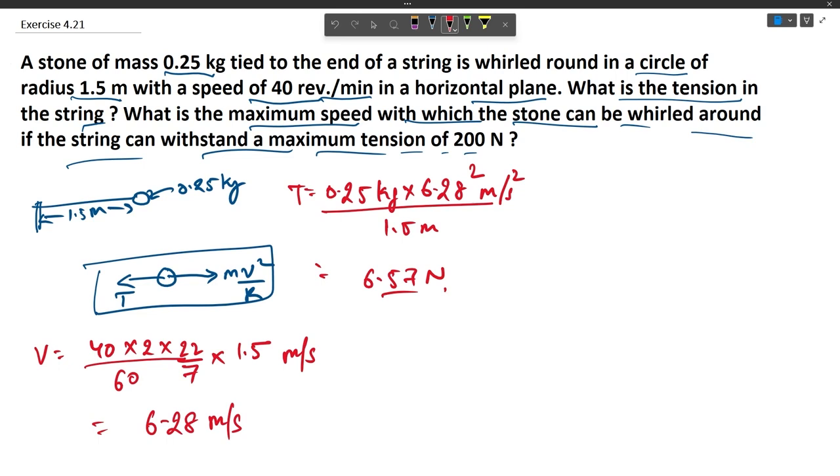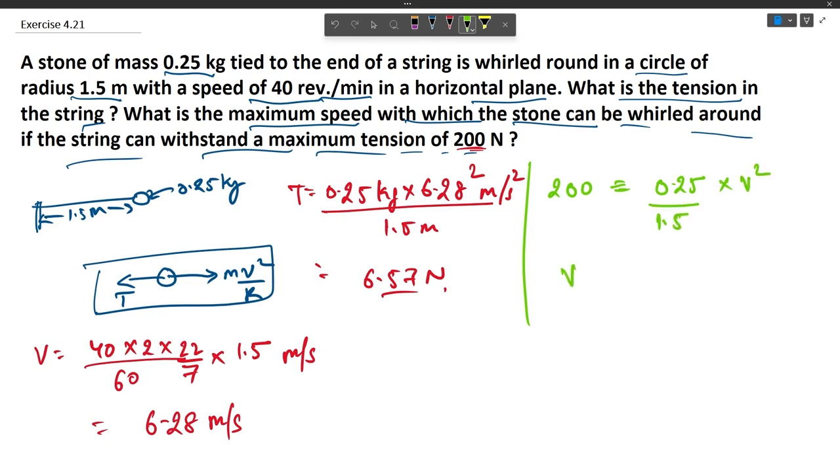Now the second question says, what is the maximum speed with which the stone can be whirled if the string can withstand a maximum tension of 200 Newton. So here in this equation we have the maximum tension of 200 Newton, and we have to find what would be the maximum velocity for 200 Newton such that the string can balance it. So we will solve it for velocity now, given the tension, using this equation. So the equation would be 200 equals, mass would be the same, that is 0.25 kg multiplied by V square divided by R, that is radius 1.5 meter.